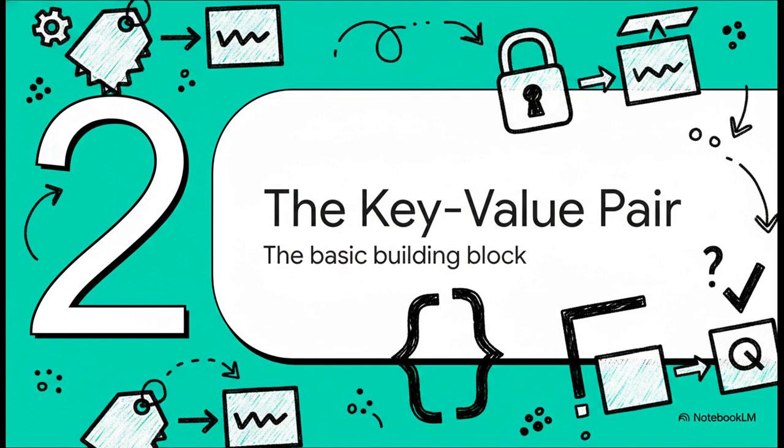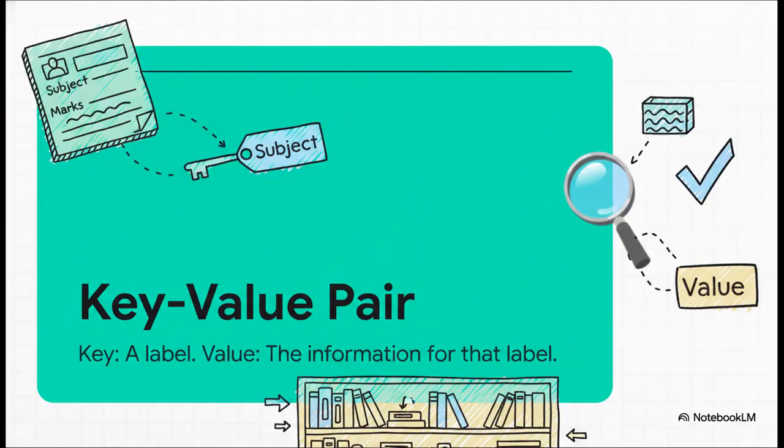Okay, so let's really zoom in on that idea, because the absolute heart and soul of every single dictionary is this thing called a key-value pair. Seriously, once you get this one concept, everything else just clicks into place. It's a beautifully simple idea. The key is just the label, like subject on our report card. And the value? Well, that's the actual information that belongs to that label, like the grade you got.